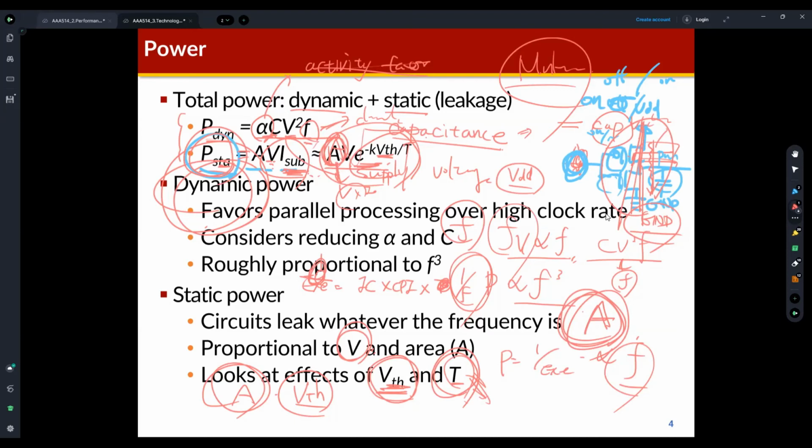So how can we reduce the static power? If we build a smaller chip, that means if we reduce the number of transistors included in a single chip, then we can reduce the static power, because the static power is just proportional to the number of transistors.